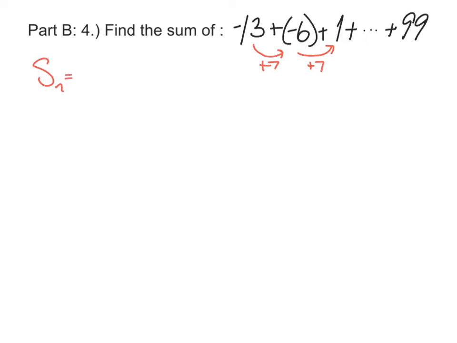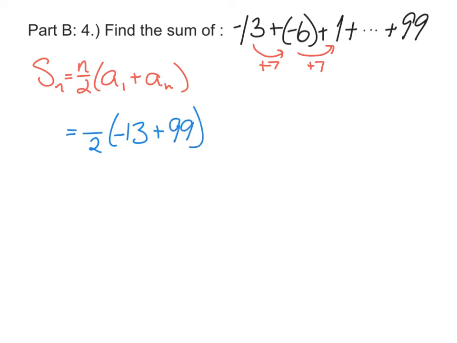And the formula for the arithmetic series is the number of terms divided by 2 times first term plus last term. Well, that's great for us because we know the first term is negative 13 and the last term is 99. My problem is I don't know what n is, and that's where we're going to need a little bit of side work. So off to the side, let's take a look at that 99.